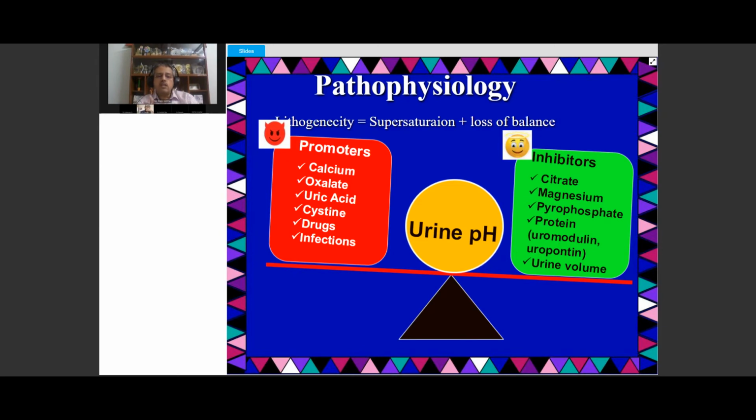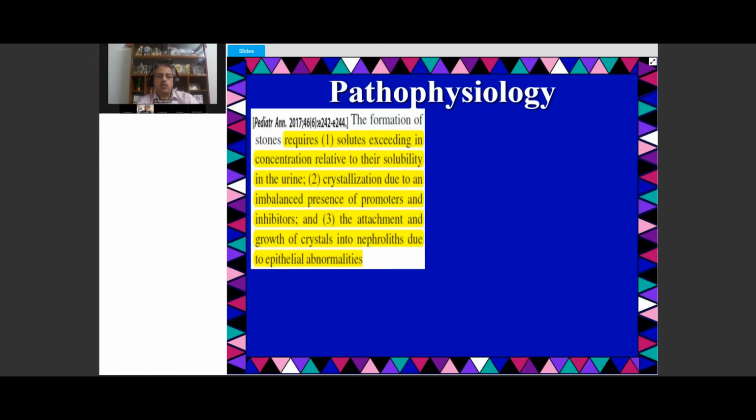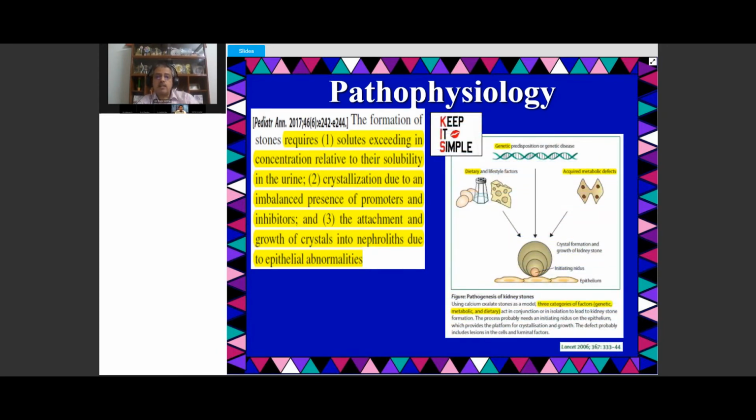And ultimately, stone happens if there is a loss of balance between the yin and the yang. So, in a nutshell, stone will happen if the solutes exceed in concentration relative to their solubility. Stone will happen if crystallization occurs due to an imbalance between promoters and inhibitors, and this gets attached to crystals in the nephroliths, which are usually because of epithelial abnormalities. Keeping it very simple, from this Lancet article, there are 3 factors predisposing: genetic, dietary, and acquired metabolic factors, and an interaction of these 3 results in stone.